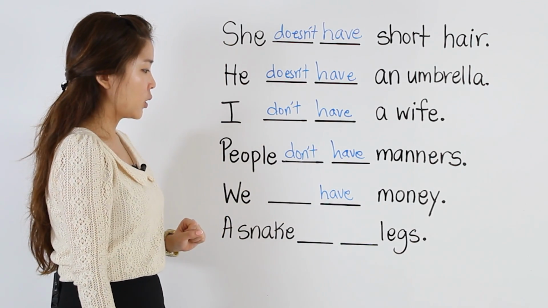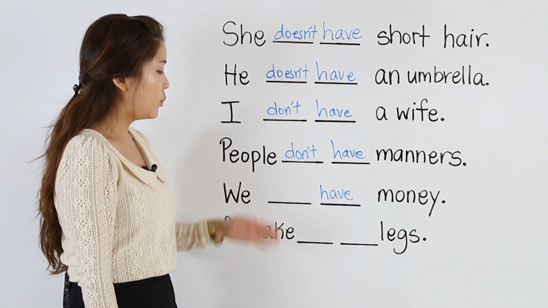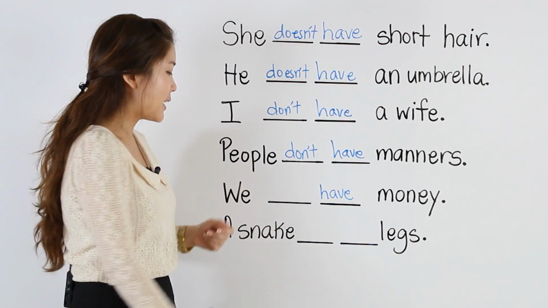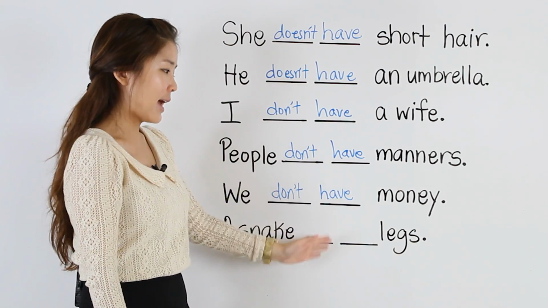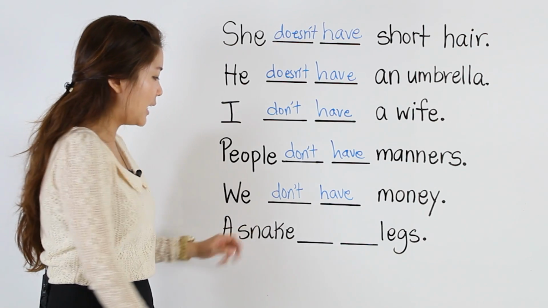We blank have money. Should we put doesn't or don't? The correct answer is don't. We don't have money. Okay, and the last one, a snake.